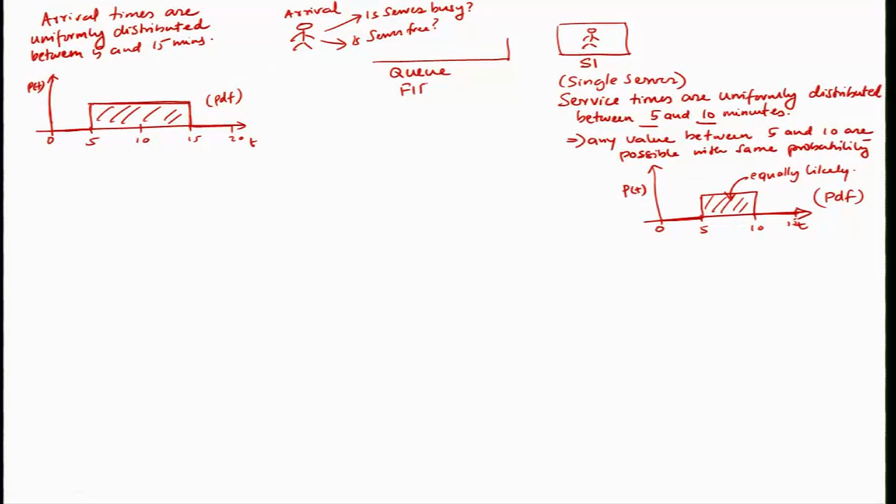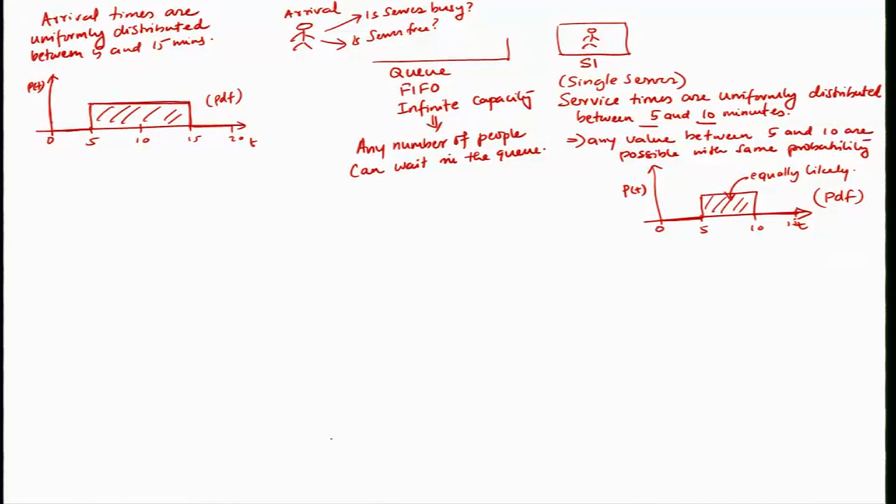And this is a queue of the server. It is FIFO, first in first out, and has infinite capacity. Infinite capacity means any number of people can wait in the queue. Okay. That is what we talk about, the infinite capacity queue.